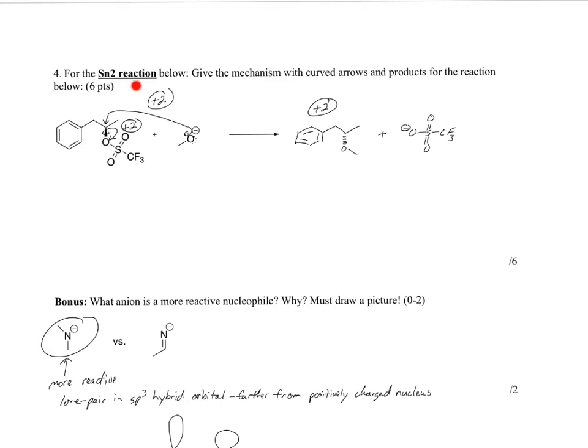So for number 4 here, it says for the SN2 reaction, notice it's bolded and underlined, right? So be looking for those things, read really carefully. So if it's an SN2, what do you know? SN2, you know it's one step. You know it's going to have inversion. If there's a stereocenter, it's going to take 2 arrows usually. So reactive small nucleophile here, good leaving group.